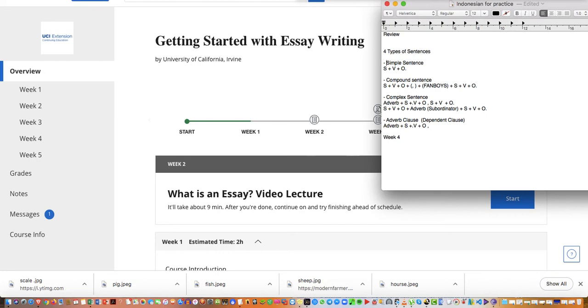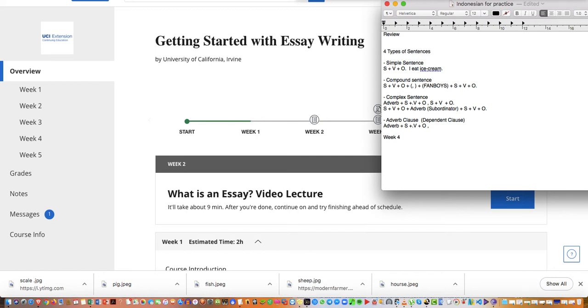Number 1, we have already studied simple sentences. In a simple sentence, this is how we form the structure: subject, verb, object. Everybody knows that, right? It's simple, like I eat ice cream. It's as simple as that. Part number 2 is the compound sentence.